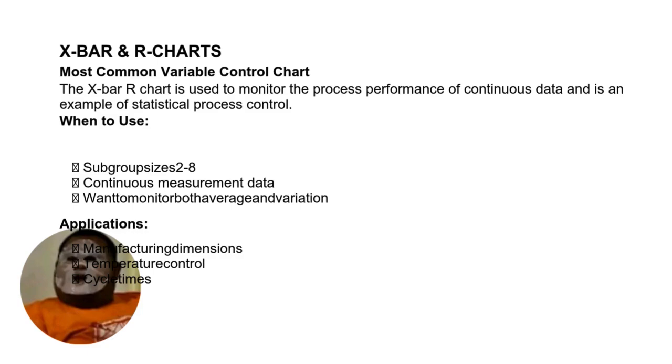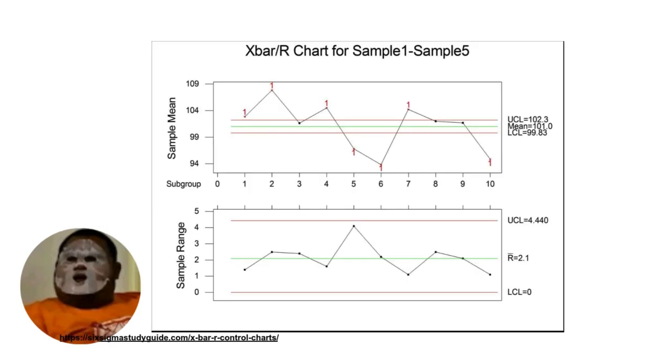Moving on to X bar and R charts, which are the most common variable control charts. They are used to monitor the process performance of continuous data, and are an example of statistical process control (SPC). When to use these charts? When the subgroup sizes are between 2 to 8, with continuous measurement data, to monitor both average and variation. Applications are manufacturing dimensions, temperature control, and cycle times. These are examples of X bar and R charts.